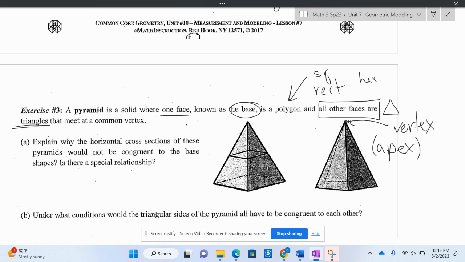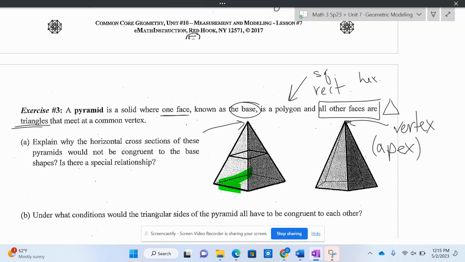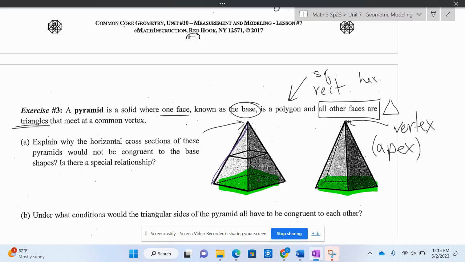That vertex is typically called the apex. It's like the highest point, right? So this is your common vertex, and this is my base. This is a pentagonal pyramid right here. The one on the right is a pentagon. This one is just a rectangular pyramid. And notice that the faces are all triangles.